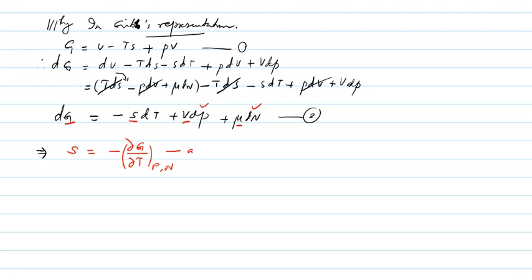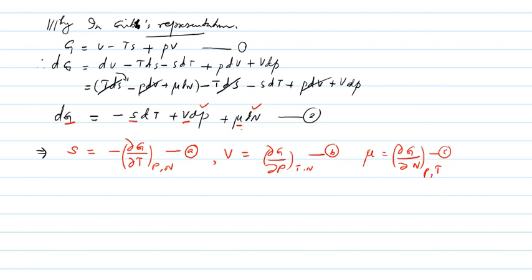Let me say this is my A. In the same manner you will be getting V equal to the partial derivative of G with respect to P, keeping T and N constant. That is my second equation, B. And you'll be getting mu equal to the partial derivative of G with respect to N. This equation we have already seen: mu equals dou G by dou N, and we define chemical potential as the Gibbs free energy per number of particles, keeping the pressure and temperature constant. Let me say that this is my C.